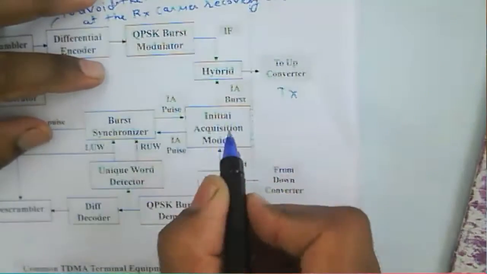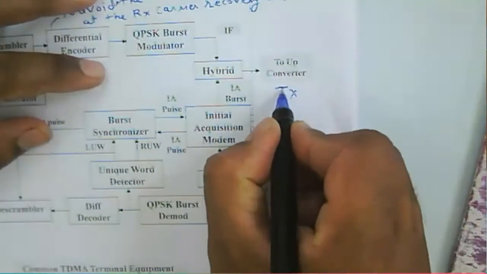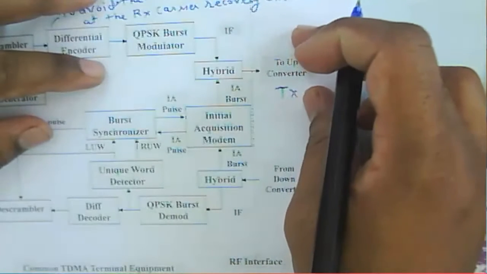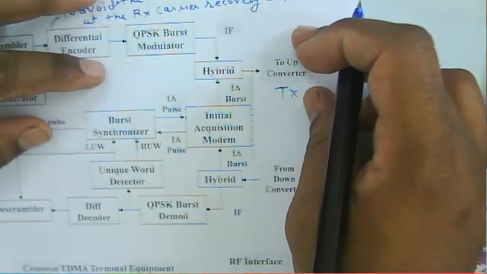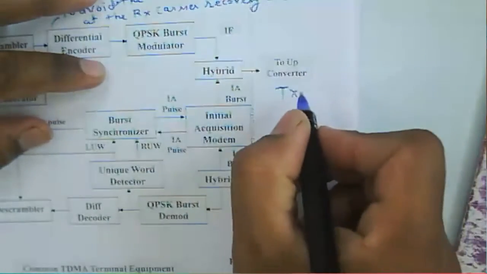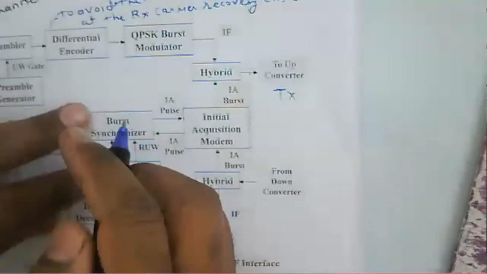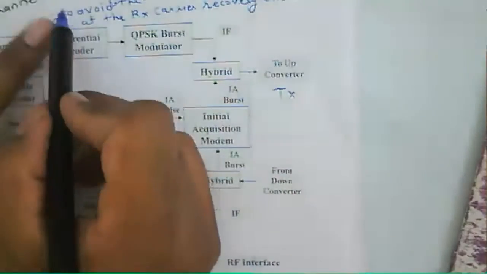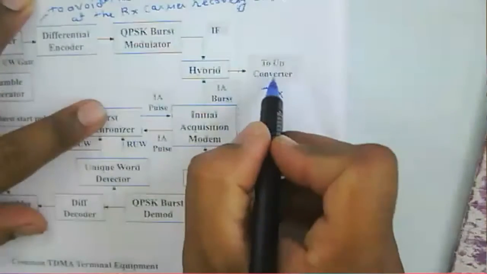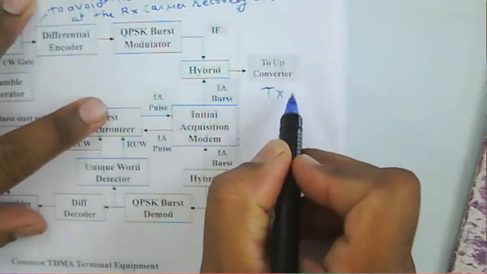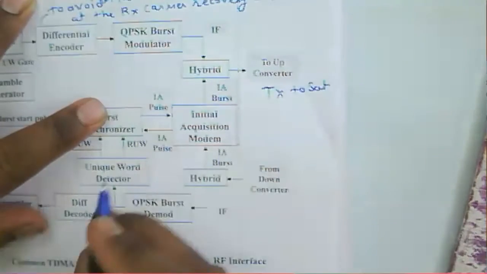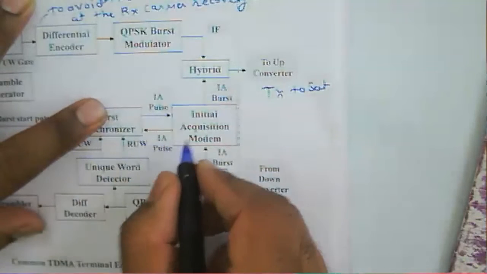So we can say that whatever data burst is generated will be transmitted here. And this is about this TDMA terminal equipment at the earth station. So that's why it is up converted, and that will be transmitted to the satellite.